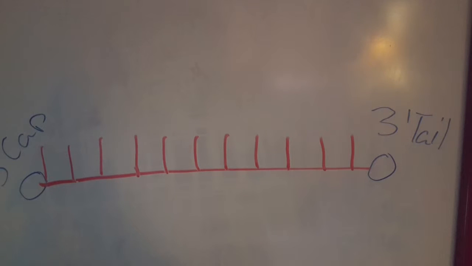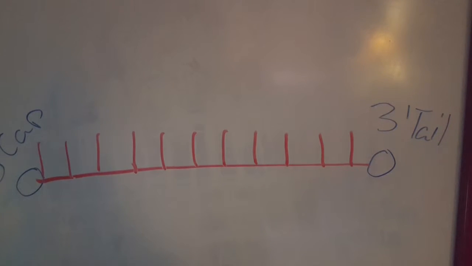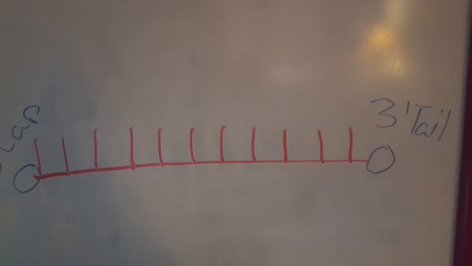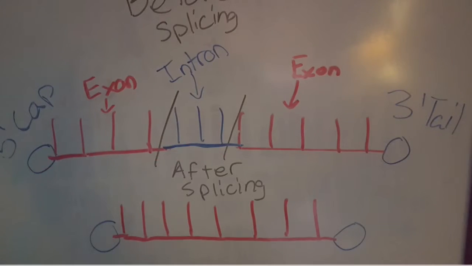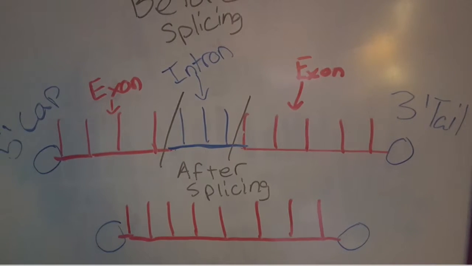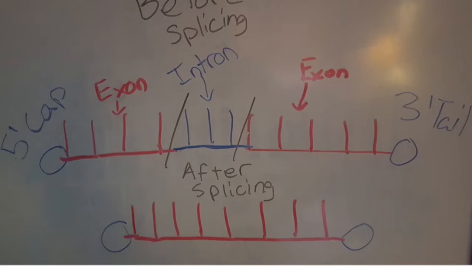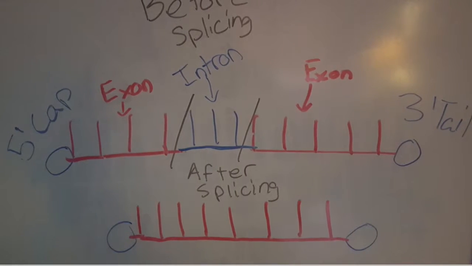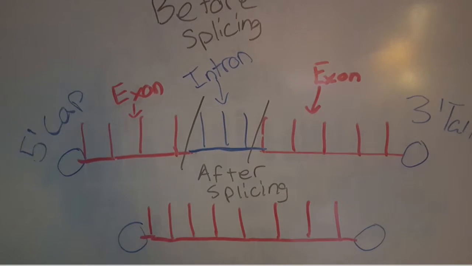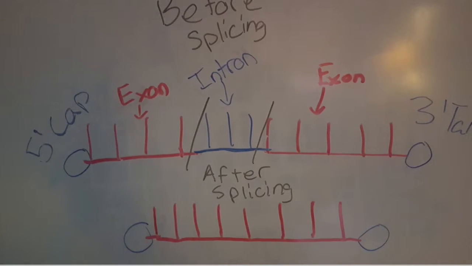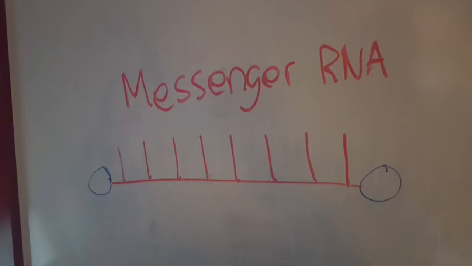Next, a 5' cap is added to the 5' end of the RNA, and a 3' tail is added to the 3' end, so that the RNA strand does not degrade. After capping, splicing occurs so that introns can be cut out. Introns are sequences that do not carry any coding, and they interrupt the genes. After they are cut out, the exons, the sequences that do carry coding, bind together. At the end of transcription, a messenger RNA has been made.